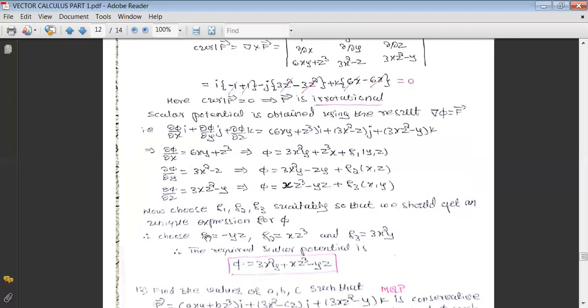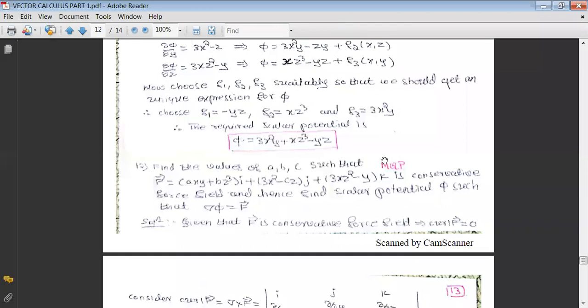Now you substitute either f1 in this one or f2 in this one or f3 in this one. We are going to get a unique expression for pi as 3x square y plus xz cube minus yz. This will be the unique expression for pi, and this is called the required scalar potential.